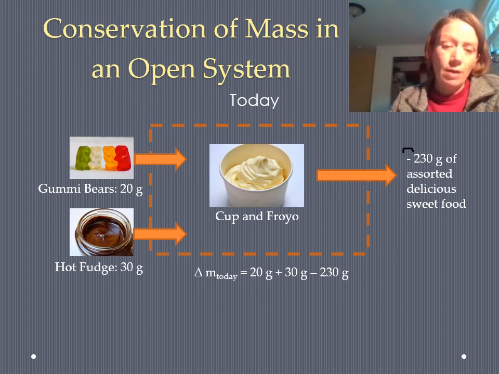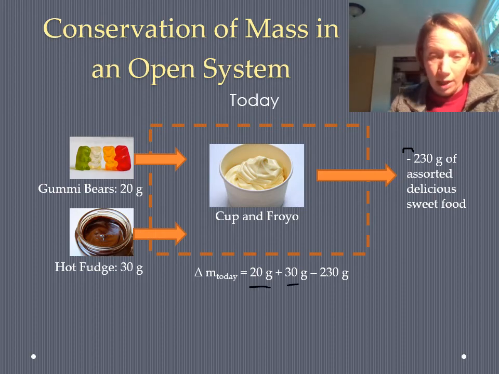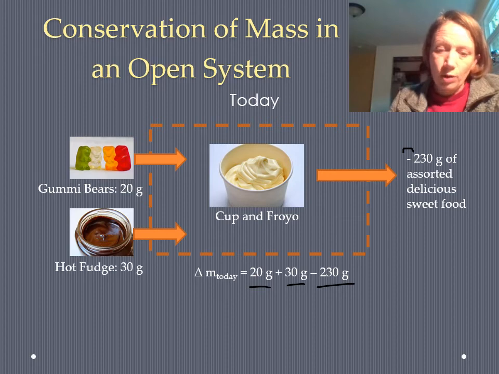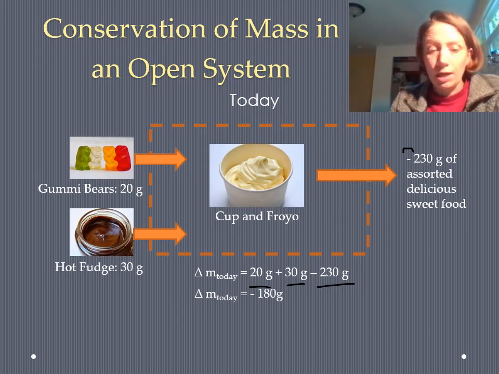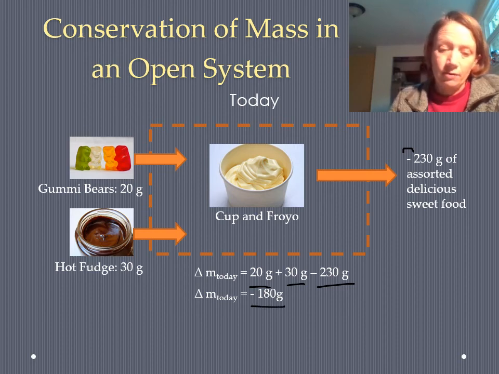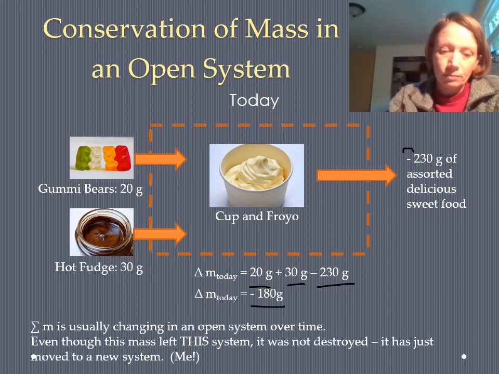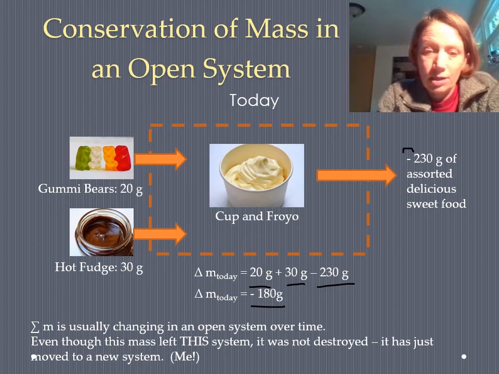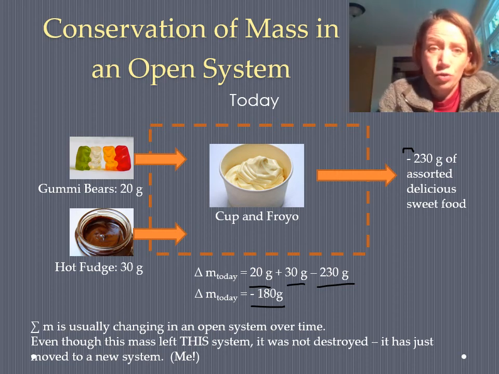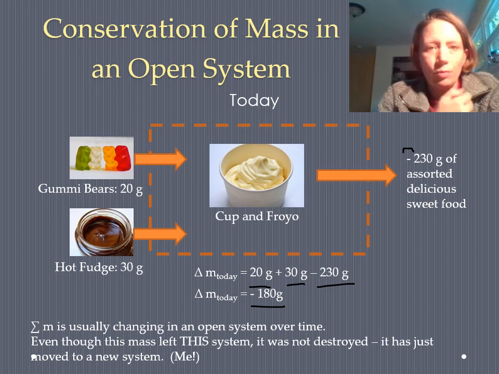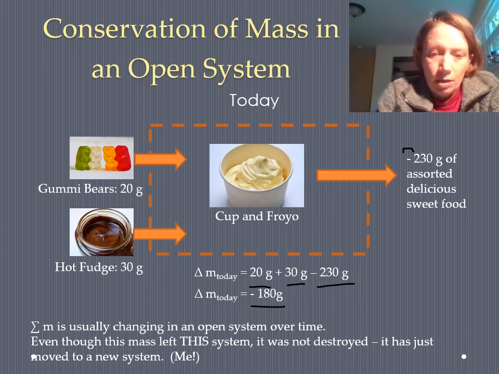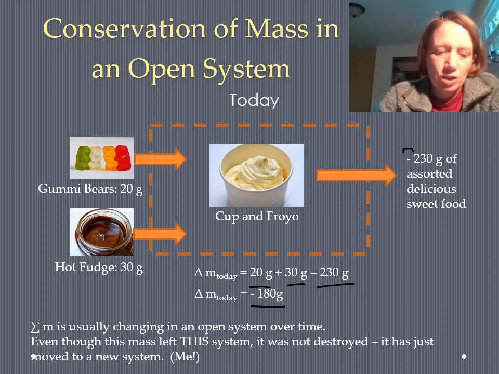So the change in mass of that cup starts with a froyo. We add 20 grams, we add 30 more grams, and then we take away 230 grams. And so we end up with an overall delta m today of negative 180 grams. That tells me that this cup is losing mass overall, which is true because we're taking out more than we put in. Usually we don't use sigma mass in open systems because it's changing every moment, right? As we take each bite, the sigma mass is changing.